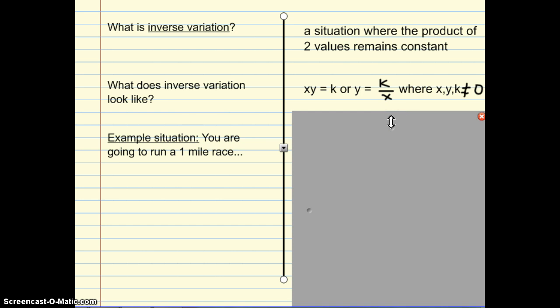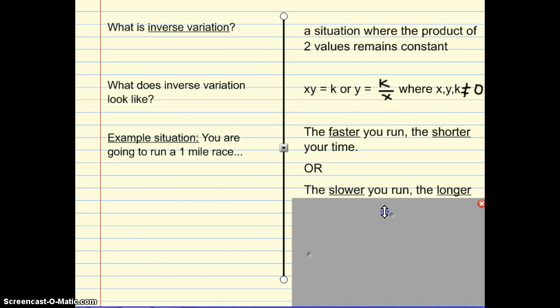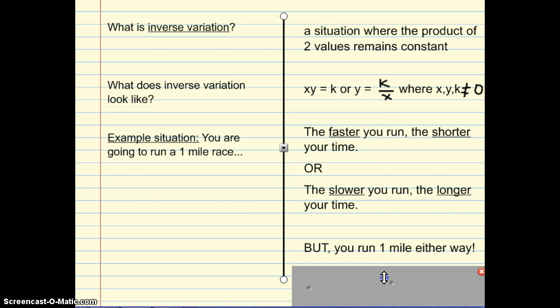An example situation, say you're going to run a 1-mile race. Well, the faster you run, the shorter your time is. Or, the slower you run, the longer your time. But either way, you're going to run 1 mile, so that stays constant.